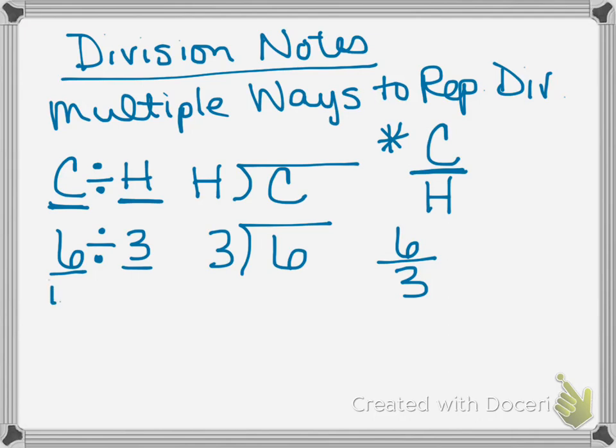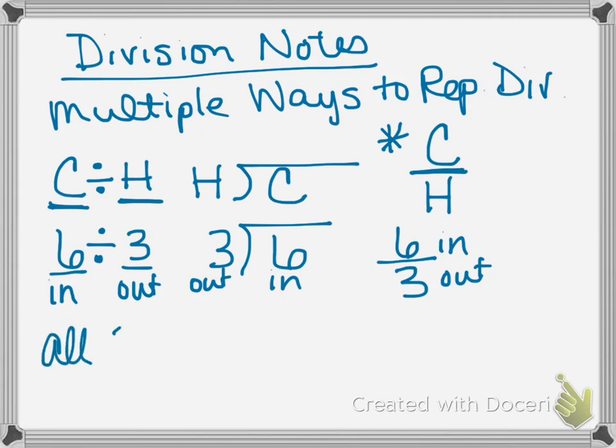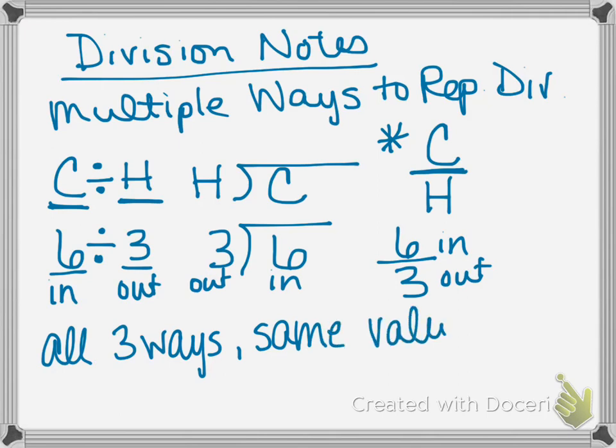So keep in mind, the 6 is going to go in, and the 3 is going to go out in all of these representations. Okay? It doesn't matter which of these 3 methods you use. In all 3 ways, we get the same value of 2.